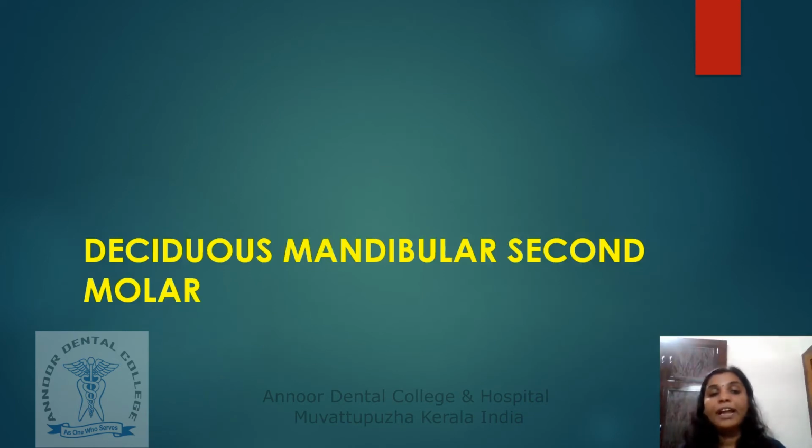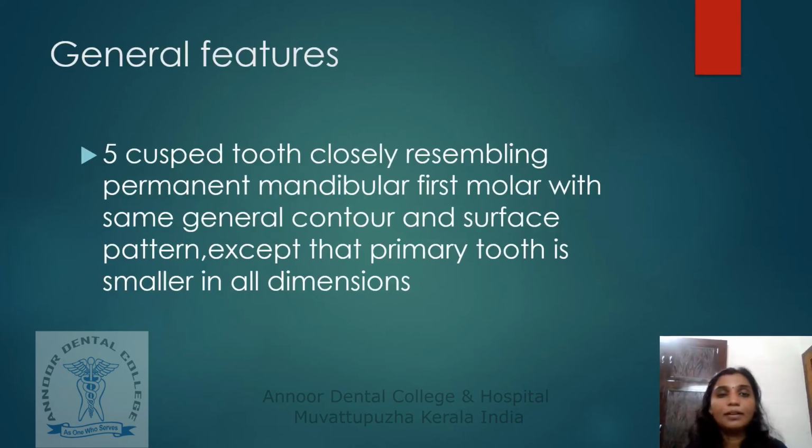Let's move on to the deciduous mandibular second molar. Actually, it is a 5 cusp tooth closely resembling a permanent mandibular first molar with the same general contour and surface pattern, except that the primary tooth is smaller in all dimensions. Morphology remains the same as that of the permanent mandibular first molar, but the primary tooth is smaller in all dimensions.